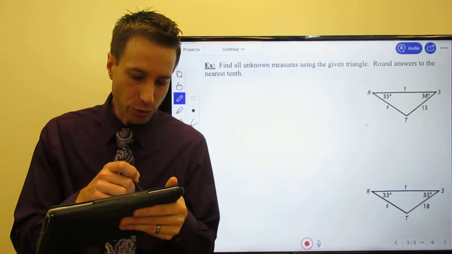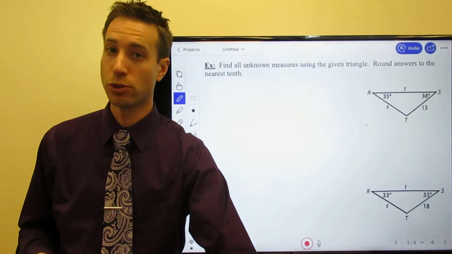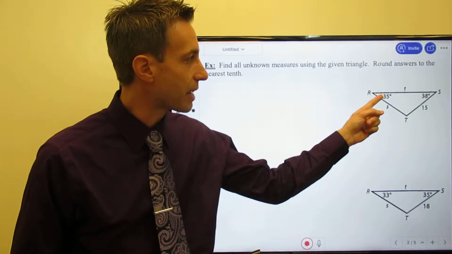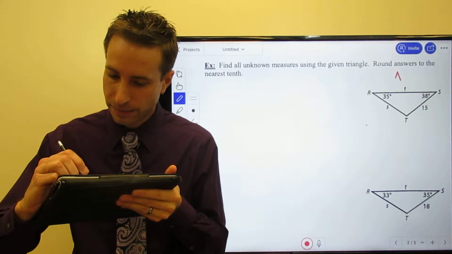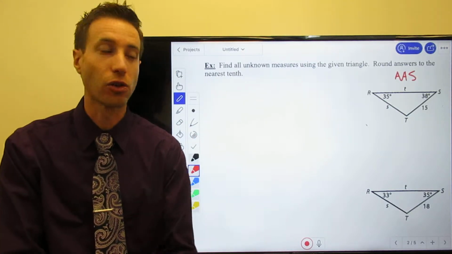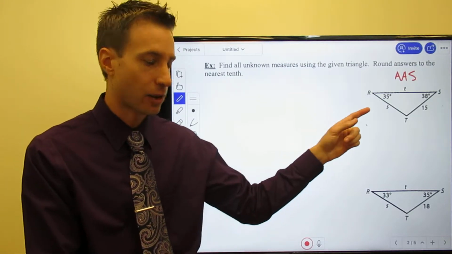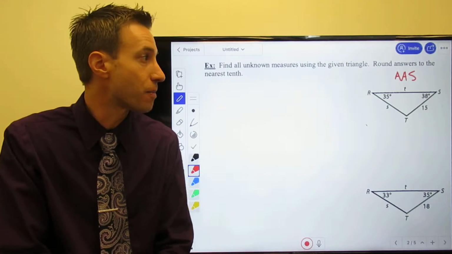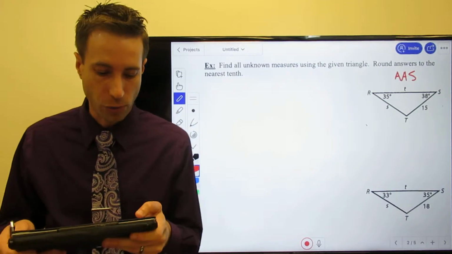First I need to know, do I have enough information to use the law of sines? Let's take a look at what I've been given. I have an angle, an angle, and a side. Was that one of the cases where the law of sines appears? If you go back to the previous page, angle, angle, side, actually it is. That was one of our cases, so I do have enough information to use the law of sines.